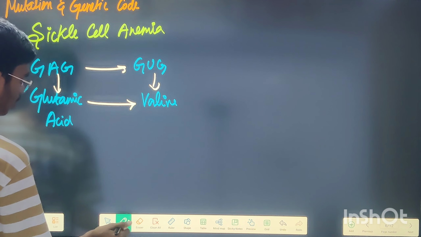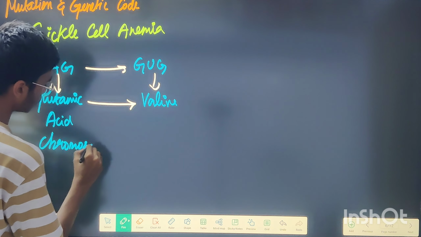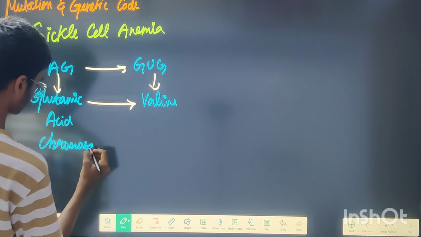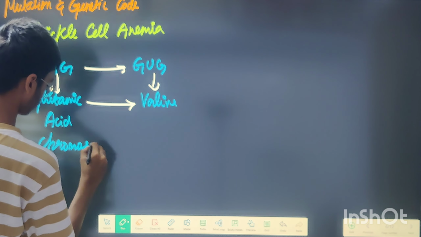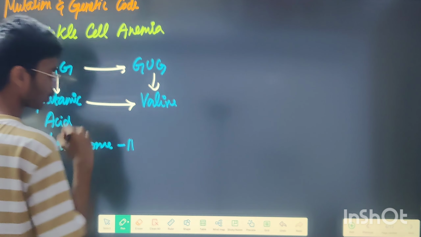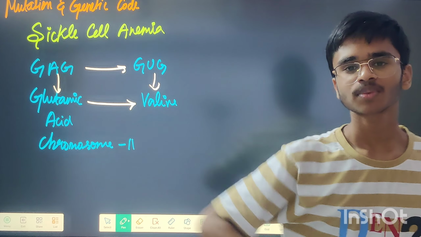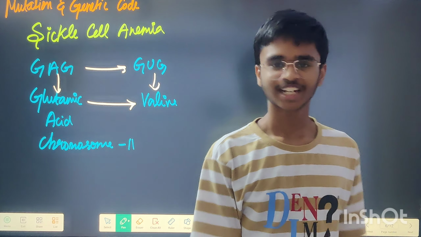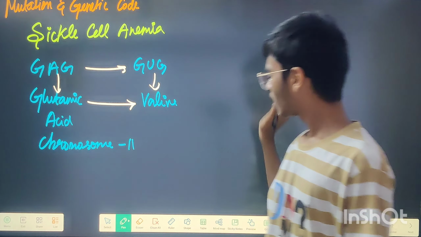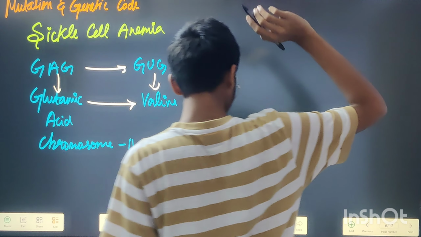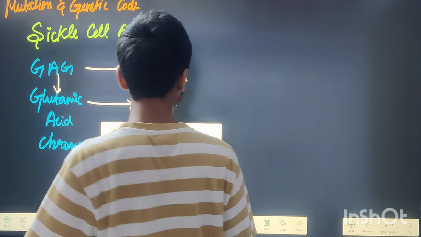This is all from the previous lesson, chromosome 11. In that, one topic is sickle cell anemia. That portion is only a topic from the previous lesson. Here we are going to see, not that much, just frame shift mutation.